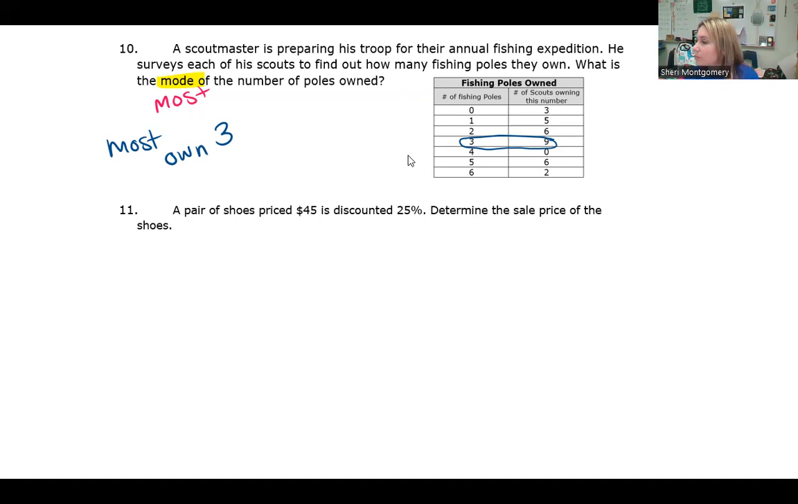The last one, I'm going to give you a moment. I want to see if you can figure it out. A pair of shoes is $45. It is discounted 25%. Determine the sale price. I'm going to pause you so that everybody else can do it, and then we'll see if y'all get the right answer.